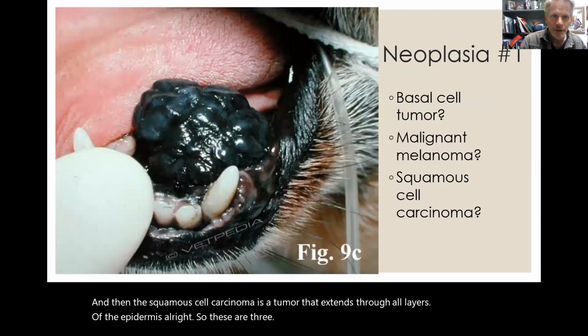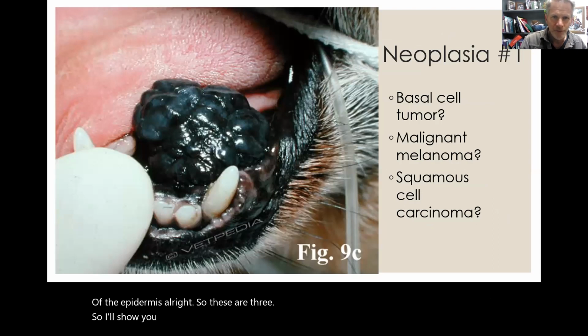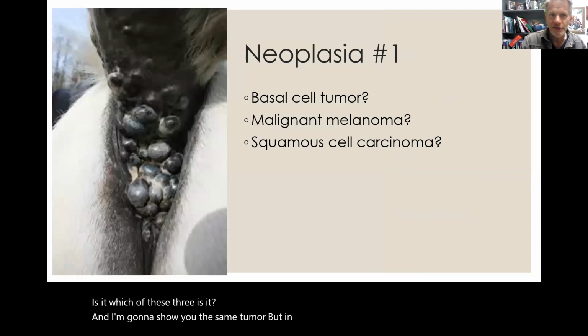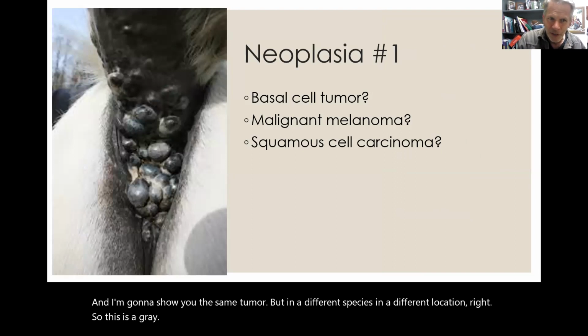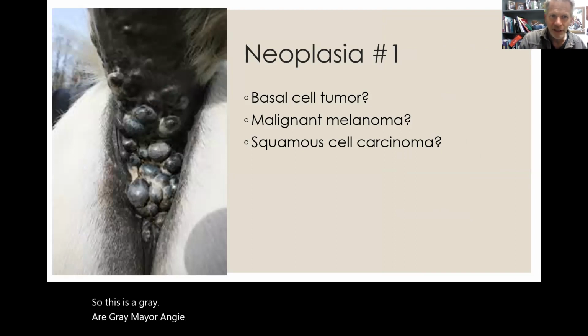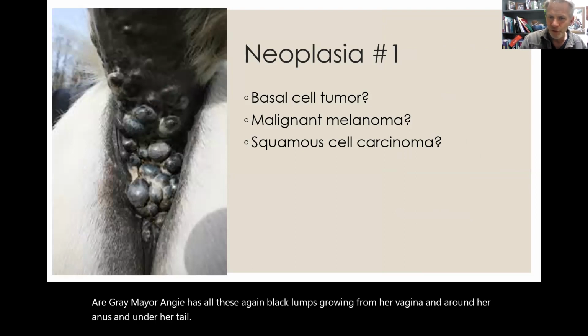So I'll show you the first neoplasia. It's black. It's growing from this dog's mouth. Which of these 3 is it? I'm going to show you the same tumor, but in a different species in a different location, right? So this is a gray mare, and she has all these, again, black lumps growing from her vagina and around her anus and under her tail. So which of those 3 is it?